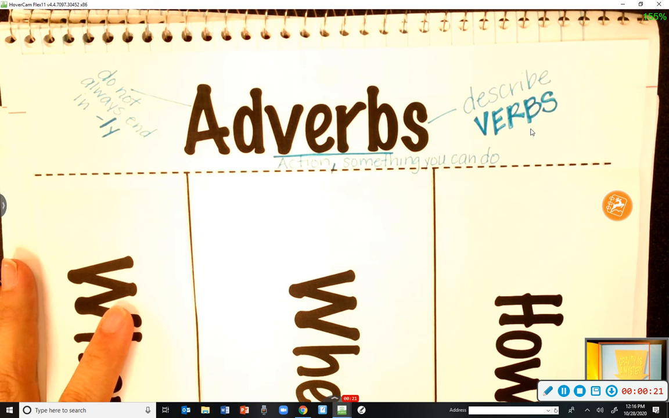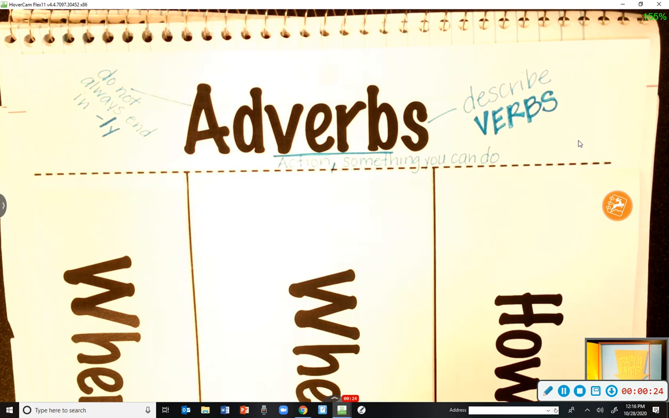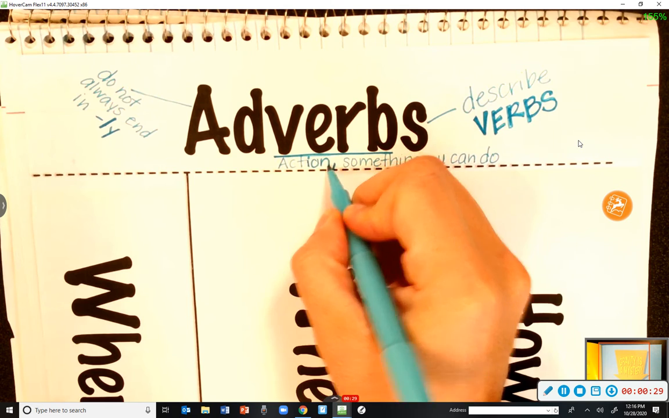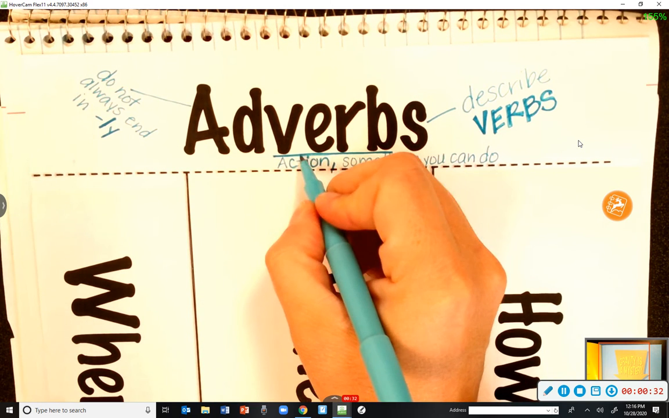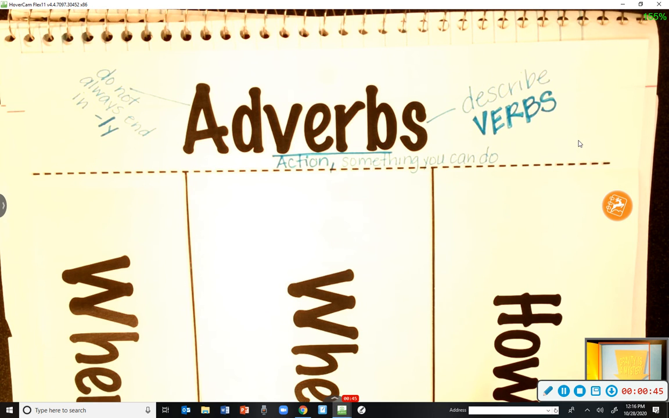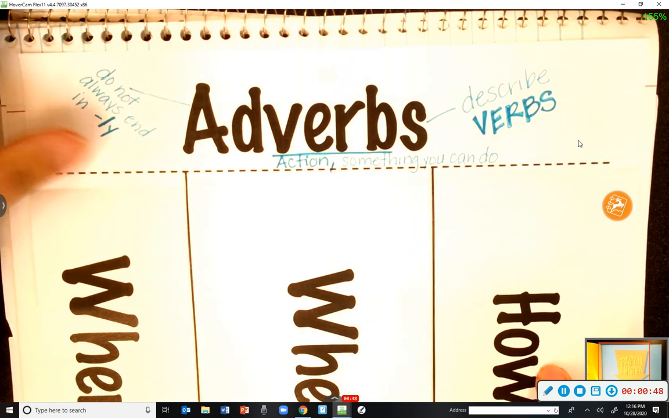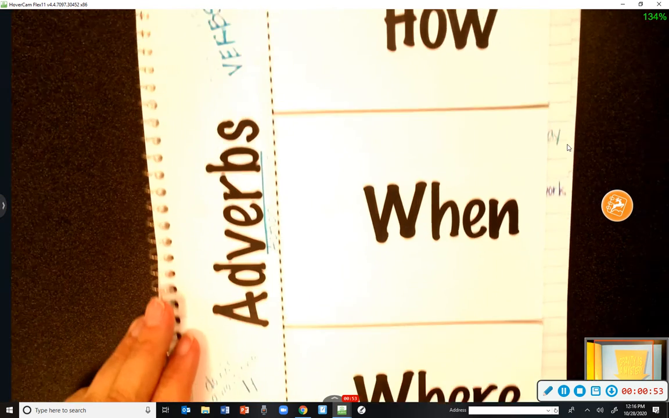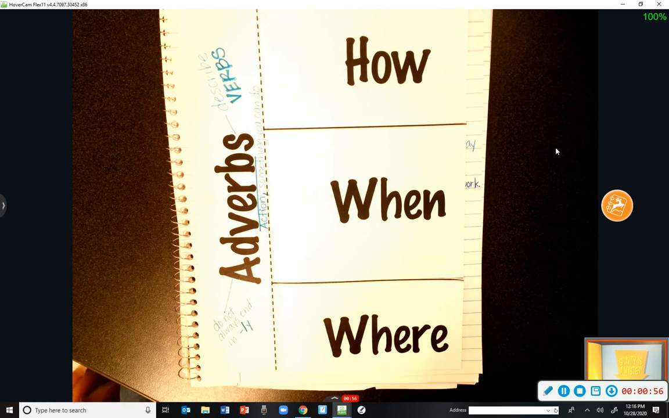Adverbs, remember, describe verbs. And what's a verb? Action. Action, something you can do. Okay? So like run, jump, kick, play, fly, talk, write. Those are all action words, so we call those verbs. The adverb is telling you how, when, where you do the action. Okay? There's one more category we didn't talk about yesterday, and we're going to add that to our journal.